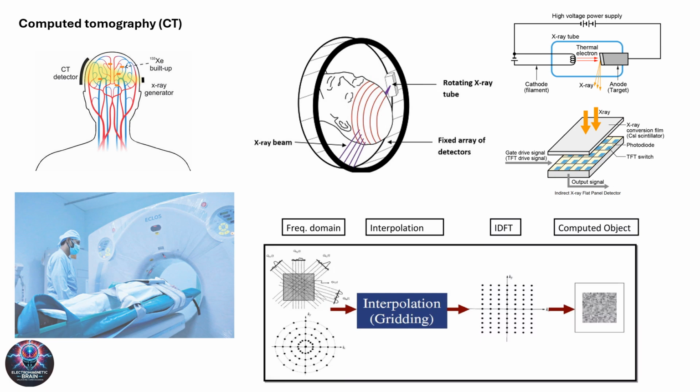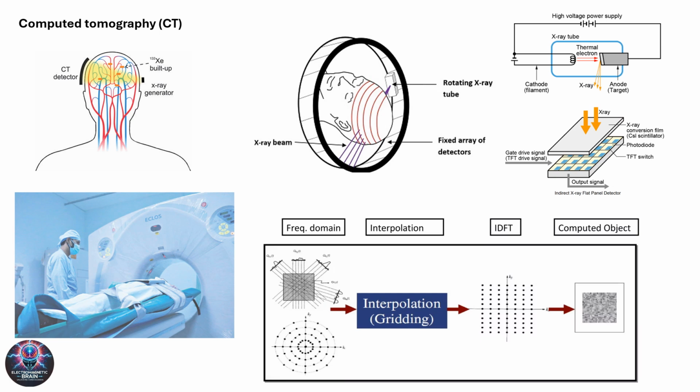The middle top diagram illustrates how the CT scanner works. It rotates around the patient, shown in the photograph at the bottom left, capturing multiple projections at different angles. These projections are detected by an array of sensors, as shown in the schematic of the X-ray flat panel detector. The captured signals are processed into digital data that can be reconstructed into cross-sectional images using algorithms such as filtered back projection, as highlighted in the gridding and IDFT process in the bottom right diagram.